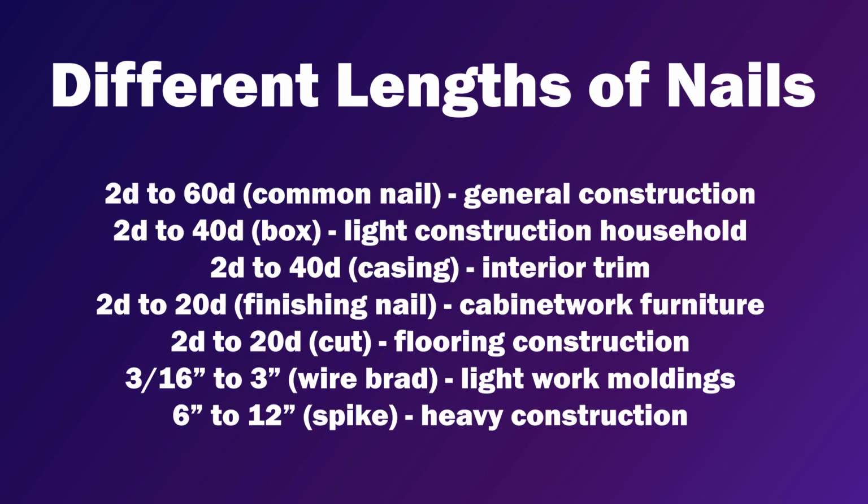For general construction, use the common nail from 2 diameters to 60 diameters. For light construction household use the box from 2 diameters to 40 diameters. For interior trim, use the casing from 2 diameters to 40 diameters. For cabinet work furniture, use the finishing nail from 2 diameters to 20 diameters. For flooring construction, use the cut nail from 2 diameters to 20 diameters. For light work moldings, use wire brad from 3/16 inches to 3 inches. For heavy construction, use spike from 6 inches to 12 inches.